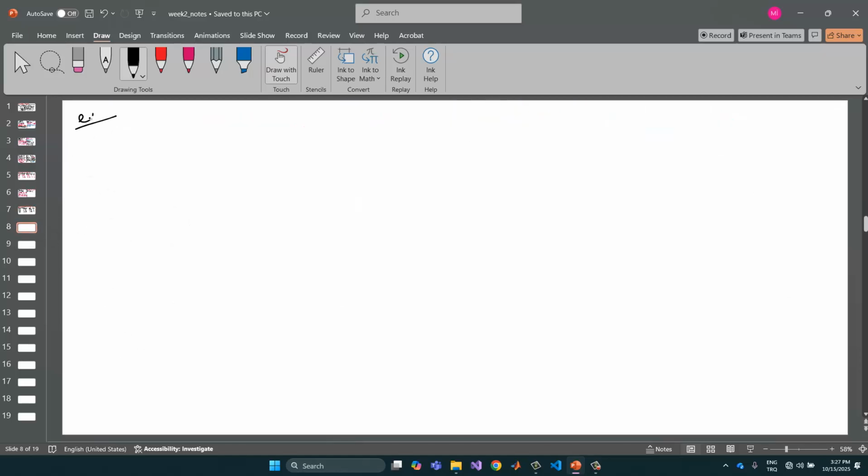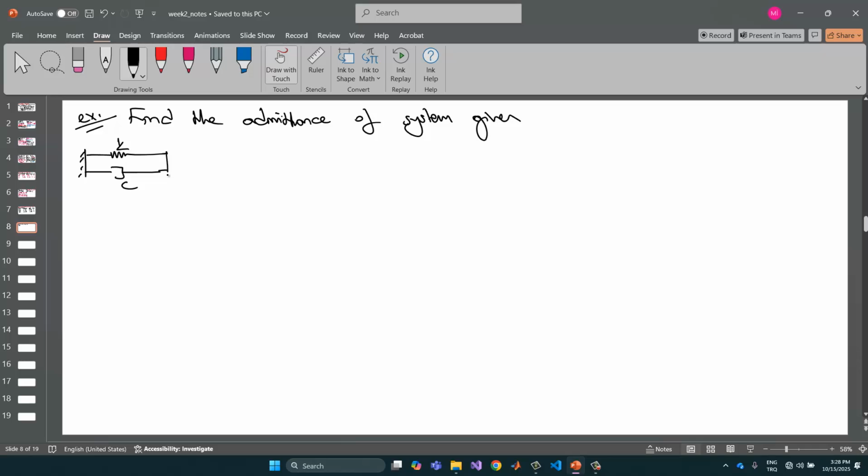And so, the example, okay? Find the admittance of the system given. Just like this one, we have these terms, and also the K, and we give the C here, and M, X(t), F(t). And what is the equation of motion of this system?